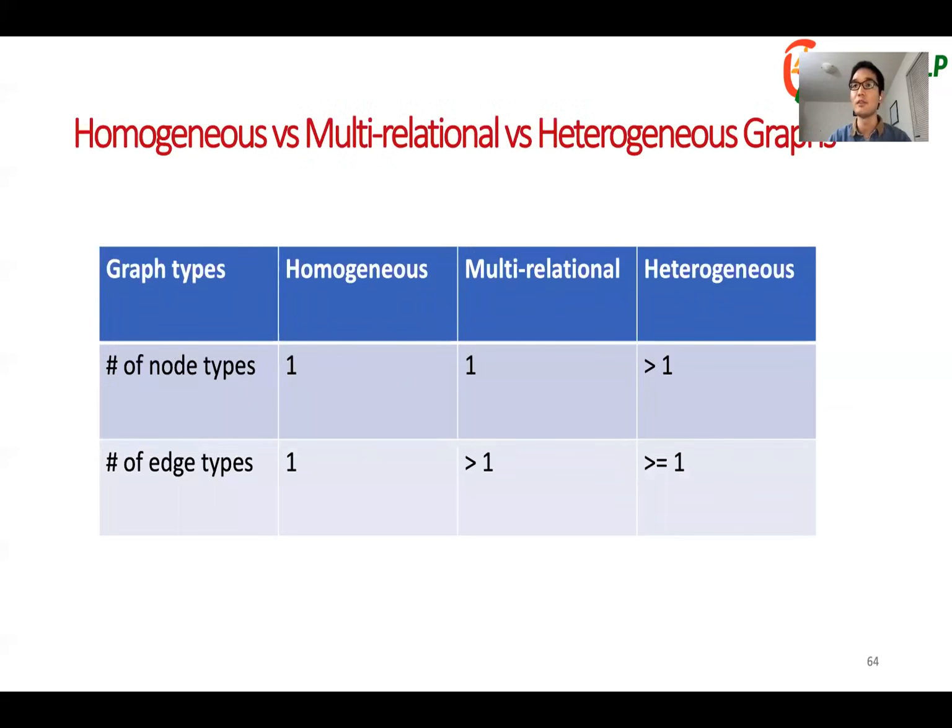Let's first review some definitions on various types of graphs. Those concepts are important since we will mainly depend on graph types to choose which GNNs to apply. So when the number of node types is 1 and the number of edge types is 1, we call the graph homogeneous graphs. And when the number of node types is 1, but the number of edge types is larger than 1, we call it multi-relational graphs. And when the number of node types is larger than 1, we call the graph heterogeneous graph.